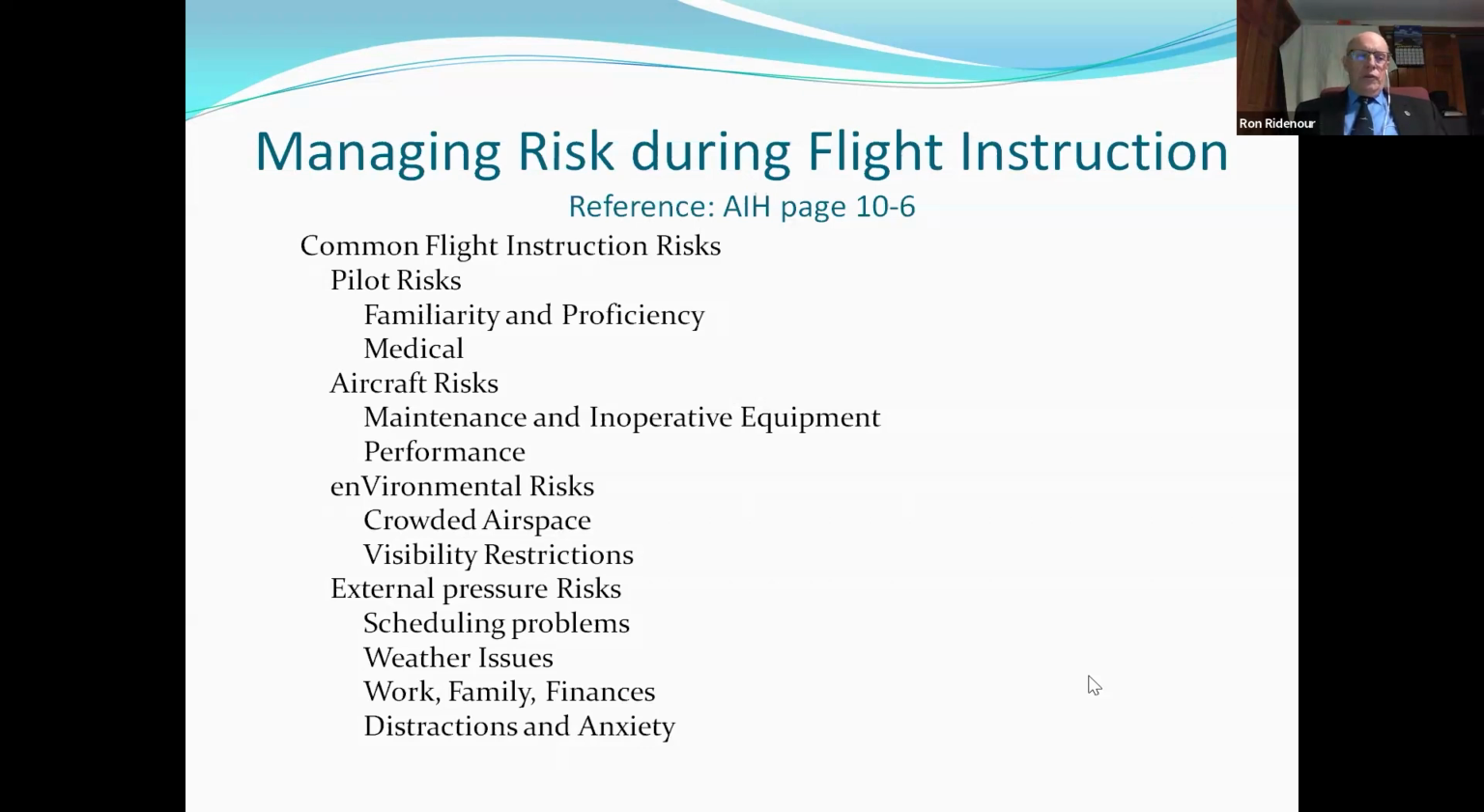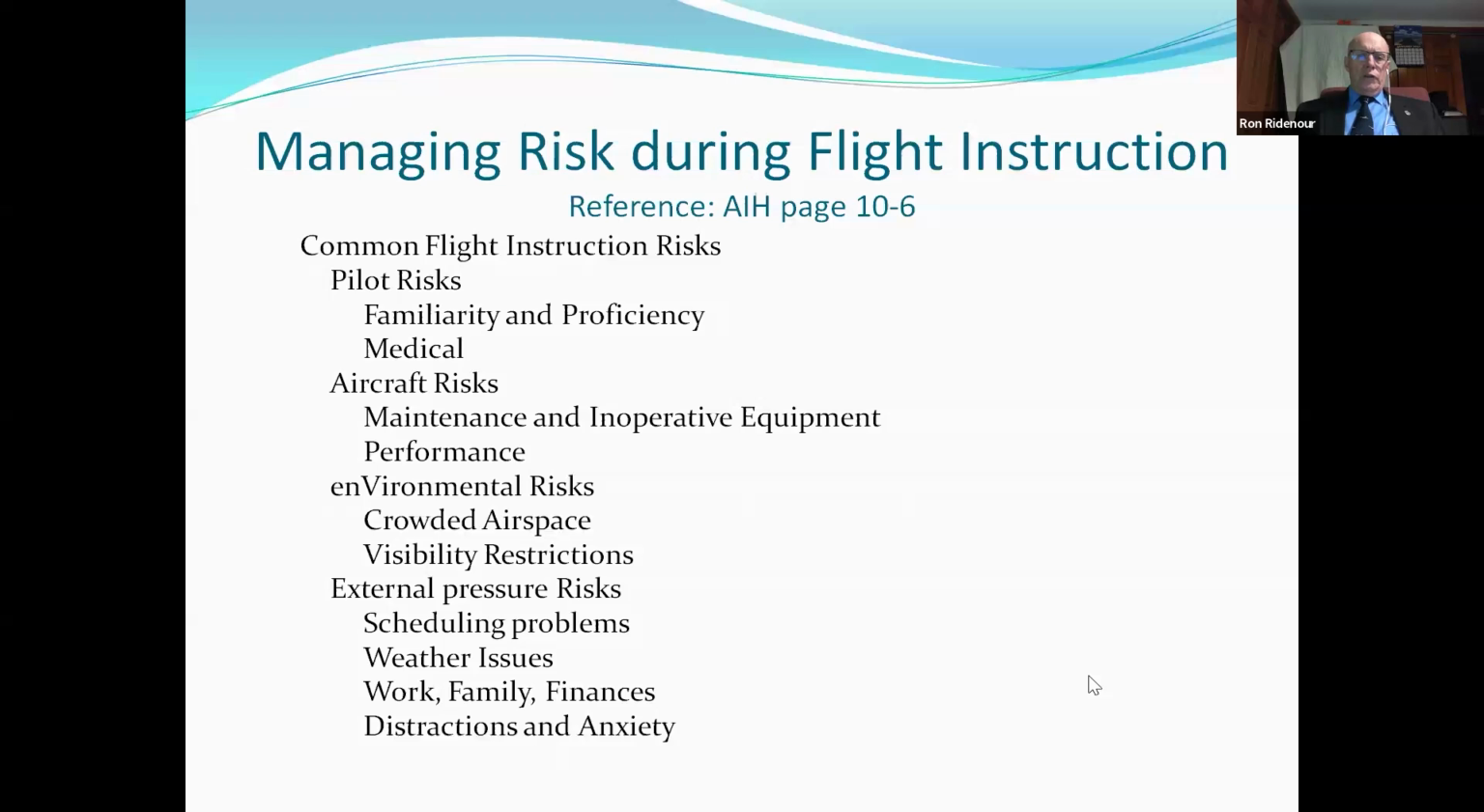Visibility restrictions, I know the visibility around here in the Chicago area isn't always the greatest. And so again, that reduced visibility increases your risk of a mid-air collision during flight training. So you're in that crowded airspace, you have reduced visibility. Those are a few of the environmental risks, and like I said, there are others, and we'll discuss them in a minute.